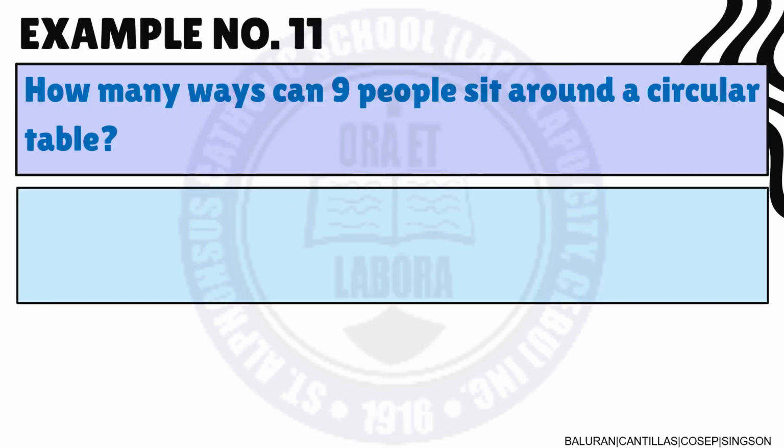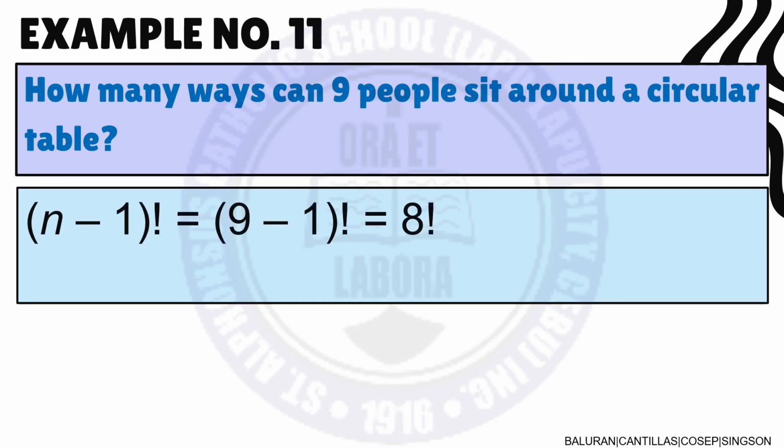Example number 11. How many ways can 9 people sit around a circular table? Our n here is equal to 9. Then simply substitute into our given formula, the quantity n minus 1 factorial. So we have the quantity 9 minus 1 factorial, which is equal to 8 factorial. Then simplify. So we have a total of 40,320 ways.